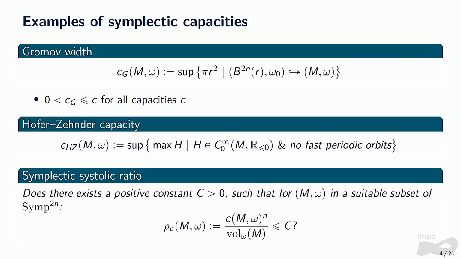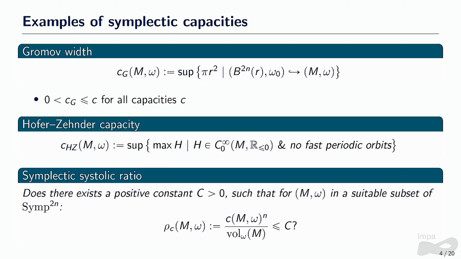And maybe note two things here: if the capacity is the Gromov width, or any other embedding capacity, then we do know that the ratio C must be less or equal than 1, because we cannot have a symplectic embedding that is not volume preserving, right?